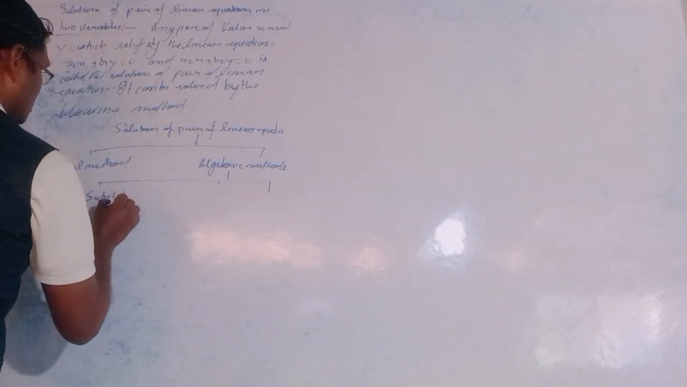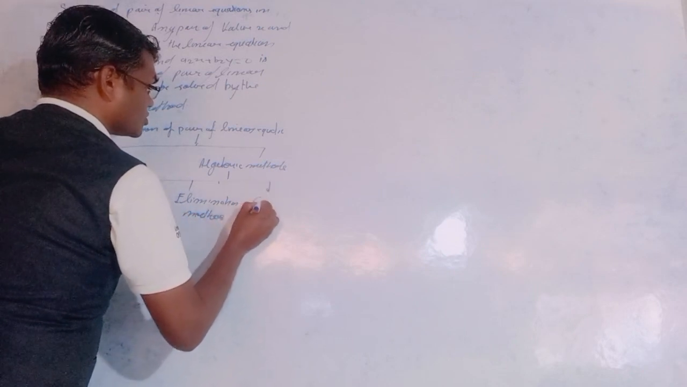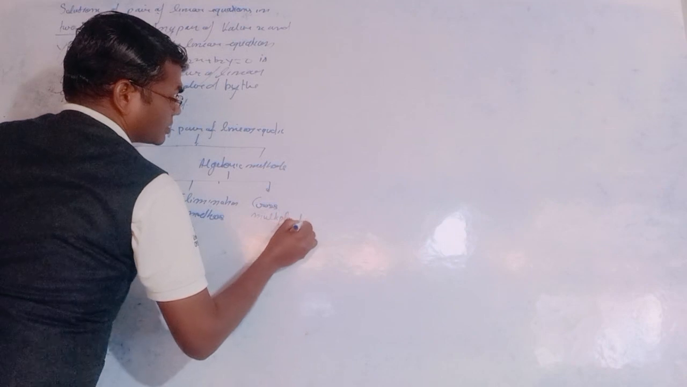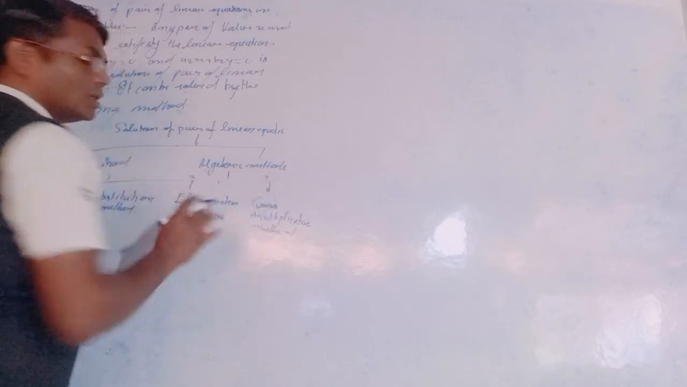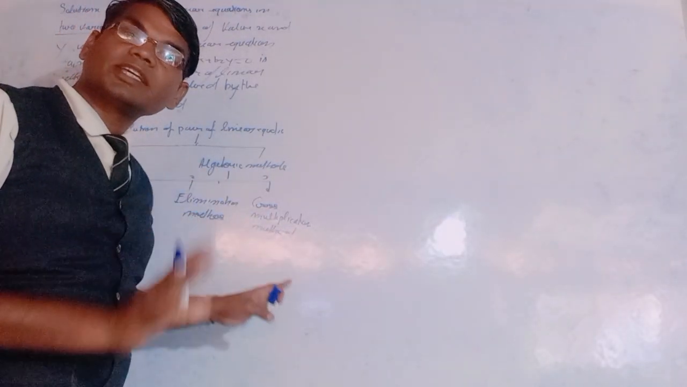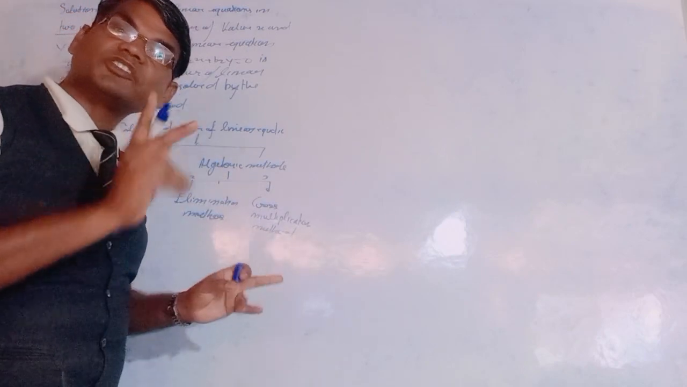First, the substitution method. Second, the elimination method. And the third is the cross multiplication method. How many methods? First, second, third. 3 methods. So by means of these 3 methods, we can solve any pair of linear equations in 2 variables.